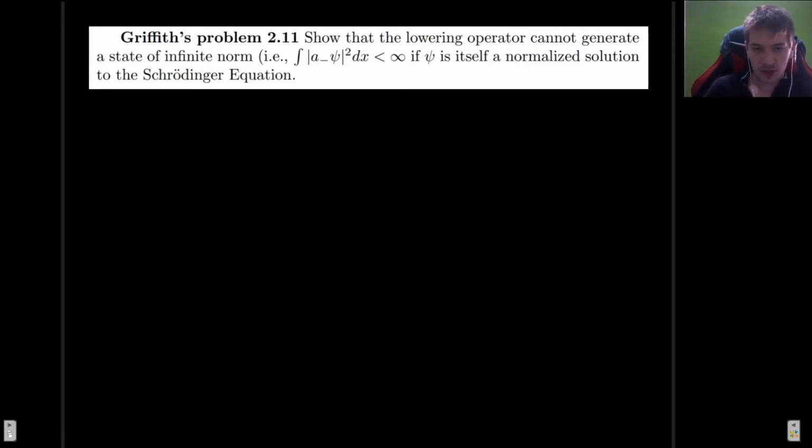Today we're going to be doing two problems from Griffiths Introduction to Quantum Mechanics. These problems are meant to practice a little bit what we have already seen from the quantum harmonic oscillator. The problems are problems 2.11 and 2.12 from the third edition of the book.